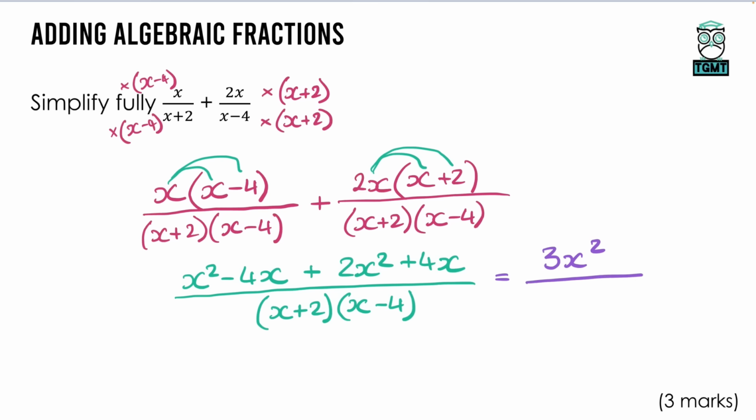On the bottom, I don't need to expand these brackets. I can leave them factorised. I can leave it as x plus 2 and x minus 4. And there we go. That would be my final answer. I would only want to look at this point to see if there was a common factor on the top and the bottom, but at the top you cannot factorise into a bracket, so we're not going to be able to form any common factors. That would just be my final answer there as 3x squared over x plus 2, x minus 4.